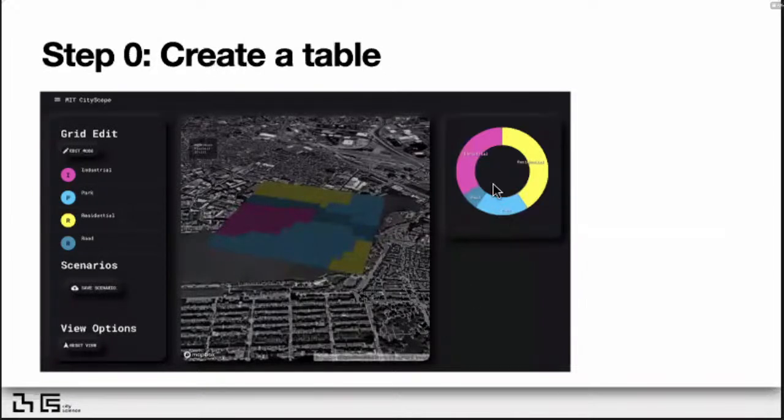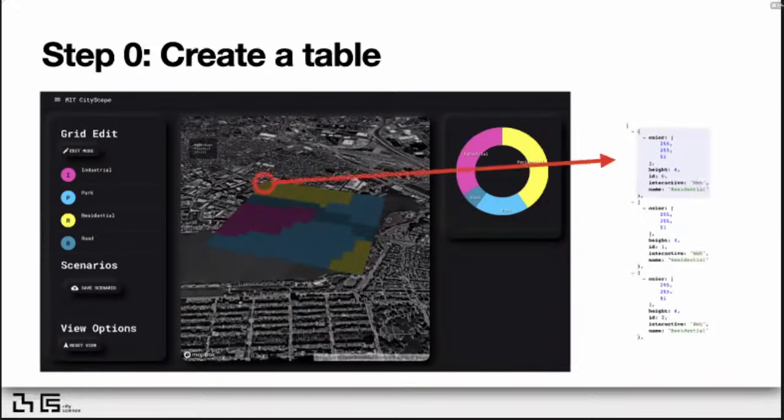Step zero, you create a table. We developed a simple web app that will allow you to create a new table. Anytime a table is created, it will generate a new grid in the designated area. Each cell has a color, a height, an ID, and most importantly, it has a type. The type in this example is either industrial or residential, but the type is meant to capture what characteristics of the environment are important for the decision-making process.